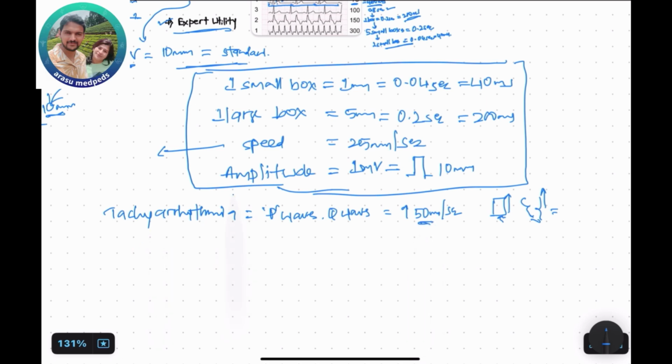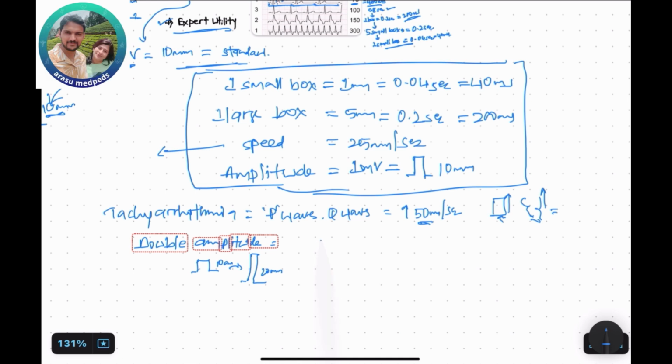This is about speed. What about amplitude? We can double the amplitude. That is, on the left side of the ECG paper, I told that there will be a waveform, right, which will give a 10 mm spike. So you just double it like this, giving 20 mm. So when does it require to be doubled?